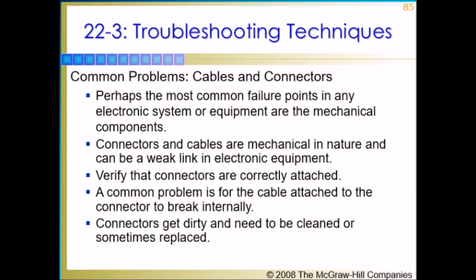Cable and connector failures. Perhaps the most common failure point in any electronic system or equipment is the mechanical component. Connectors and cables are mechanical and can be a weak link in electronic equipment. When it has been confirmed that the power supplies are operating correctly, the next step is to check the cable and connectors. Start by verifying the connectors are correctly attached. Another common problem is for the cable attached to the connector to break internally. Most of the time, the cable does not break completely, but one or more wires in the cable may be broken while others remain attached.